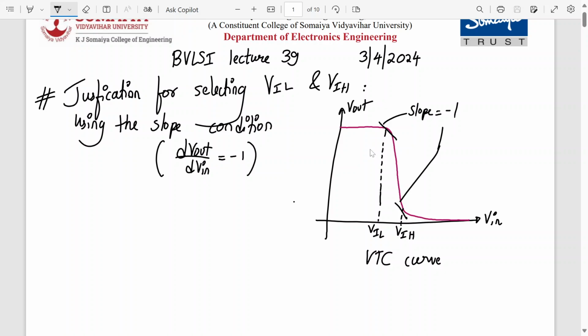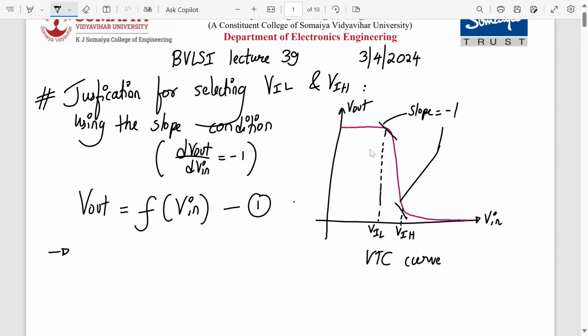Basically the output of an inverter under noise free steady state conditions is a non-linear function of input. As you can see, the output is a non-linear function of input. It's not at all linear. You can see it from the shape of this VTC curve. So we can say V out is a function of V in, but it's highly non-linear. We call this equation number 1.